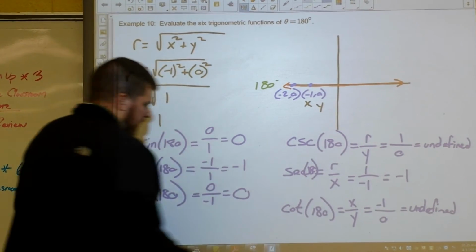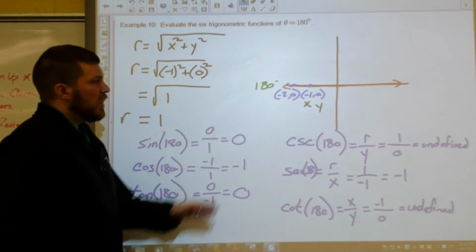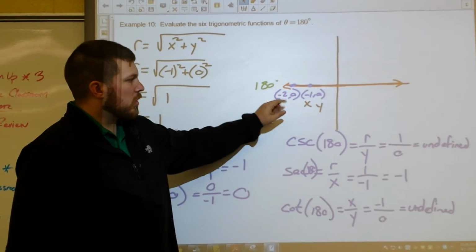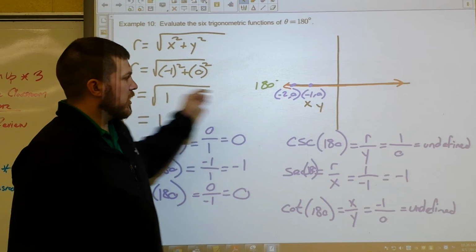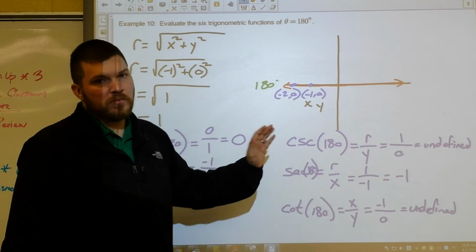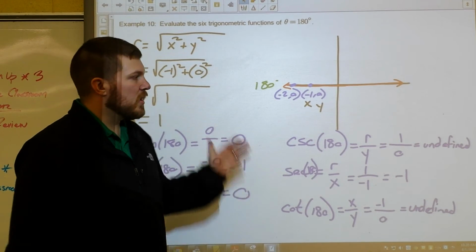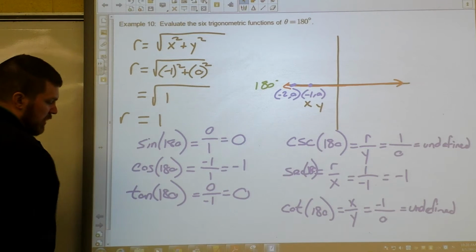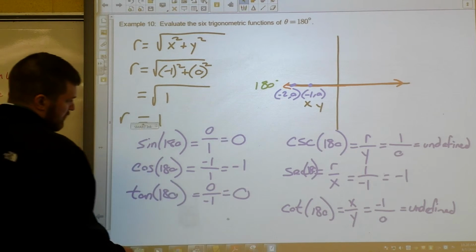So if I use my calculator to verify some of these, and again, it all is based on what your r is. If I pick the point negative 2, 0, my r value would be different, so these would just be multiples of whatever your radius is. But besides that multiple, it should be a fairly similar process.